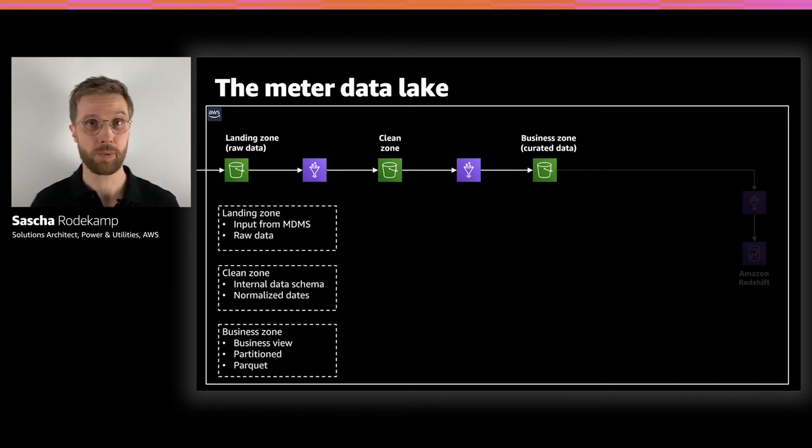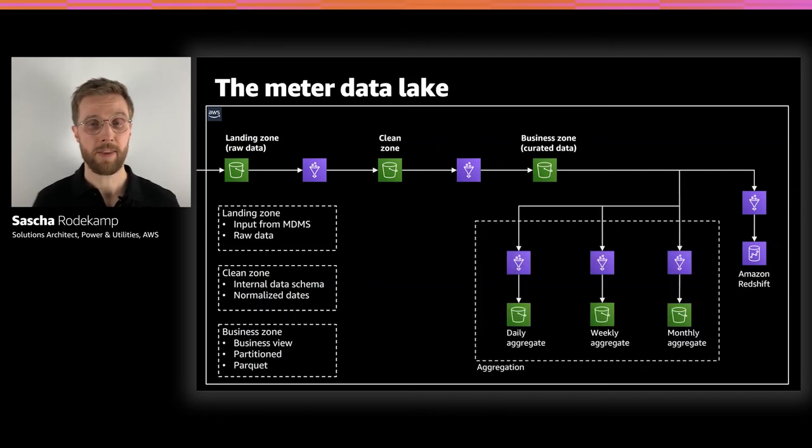After we have processed the data to this business-friendly view, we finally push everything to Redshift, and this is also done via a Glue job. Another part of our ETL pipeline is the aggregation branch, and here we take our meter reads and aggregate them on a daily, weekly, and monthly basis and store them on S3.